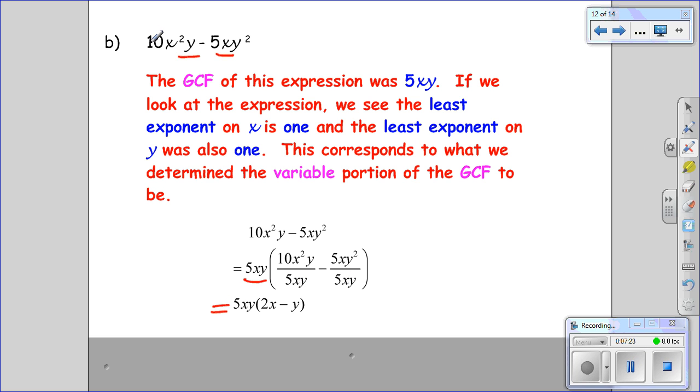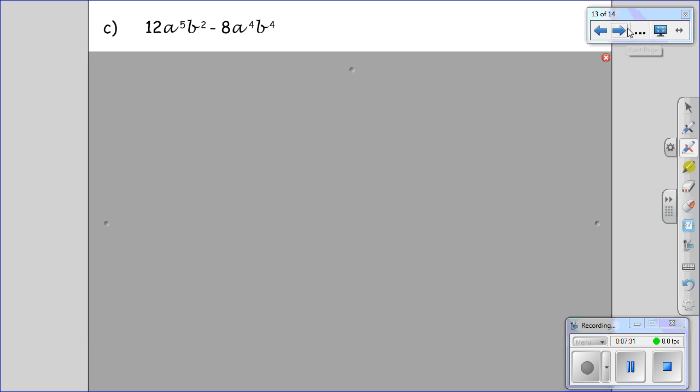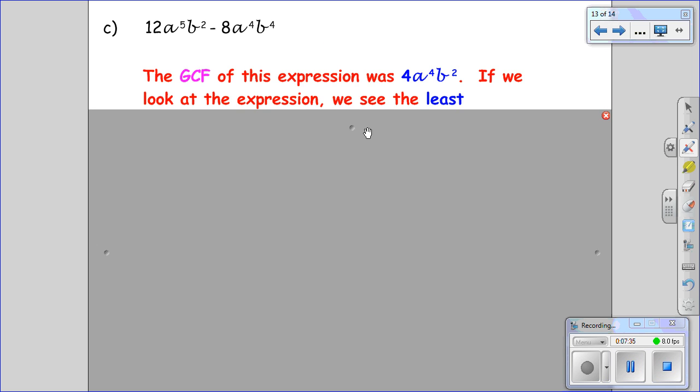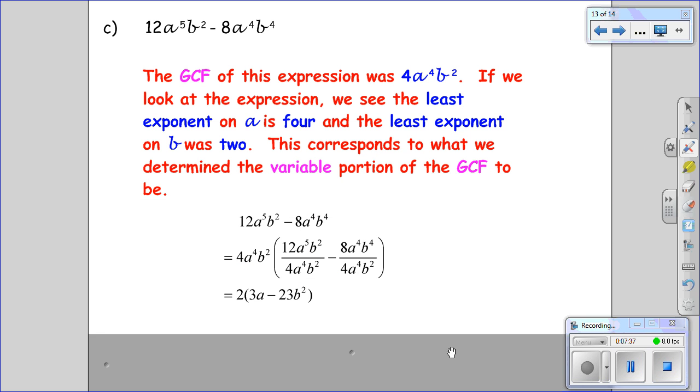And of course, we do have to think about what the greatest common factor of the two numbers is, but we're pretty good with our multiplication facts, I hope, so that should work out easily. 12 and 8, again, the greatest common factor is 4, so we know where that comes from. And if we look, a to the 4, 4 is less than 5, so we pick that. B squared, 2 is less than 4, so we pick that. And our greatest common factor is 4a to the 4, b squared.